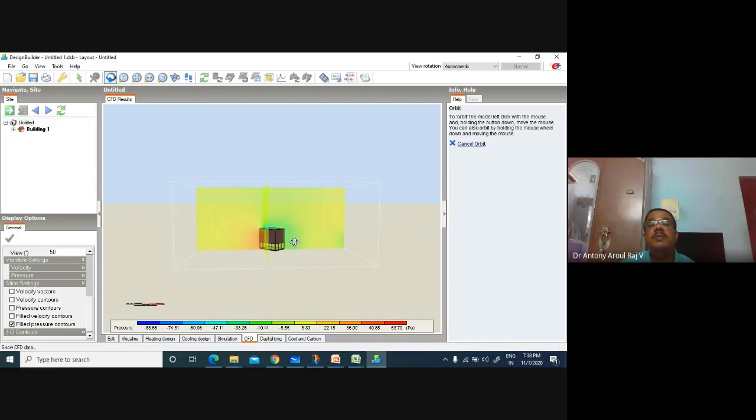So the wake will be formed. There will be a diversion here, and the wake will be formed behind the building. Because of that, we will have low pressure. Even the velocity will be lower here. Yesterday I told you.